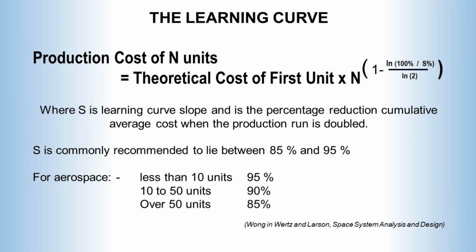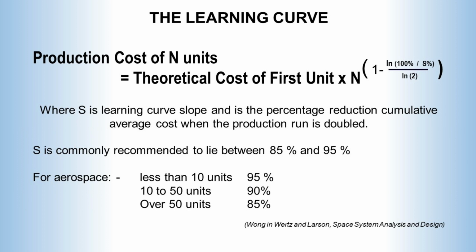The learning curve is described by this equation, which gives the cost of making n units if you know the first unit cost and the factor s, which is called the learning curve slope and is the percentage reduction to the average cost when the production run is doubled. Well, we already know where we get the first unit cost from, but what about s? Well, this is another factor we get from empirical observation of real life, and it's not a single value, but typically it will lie between 85 and 95%.